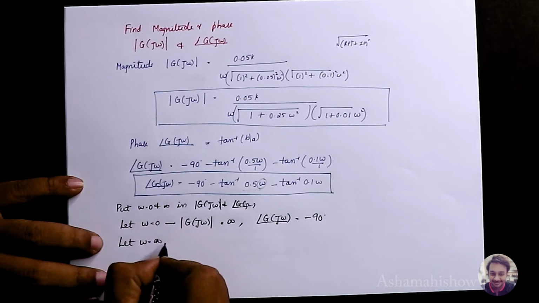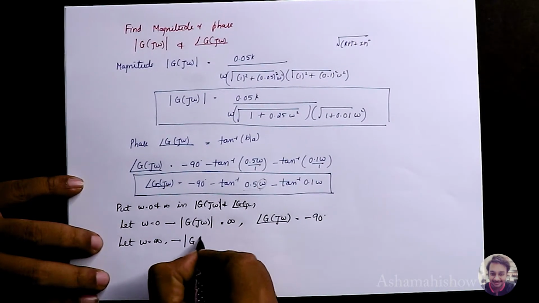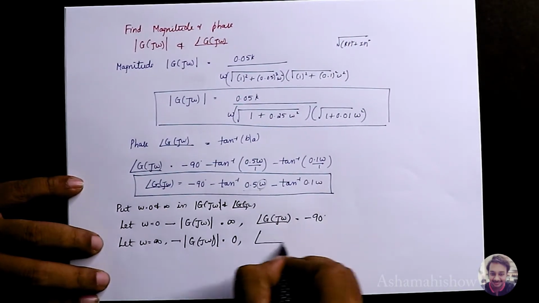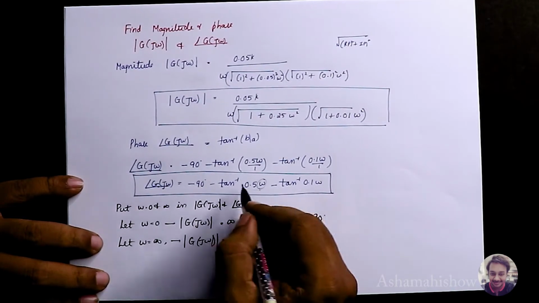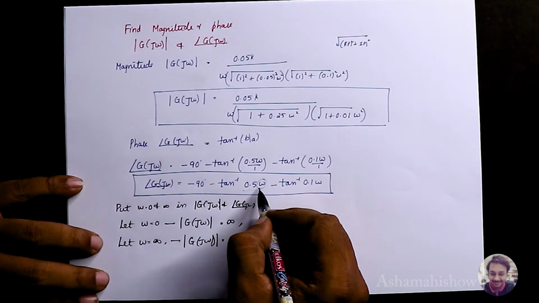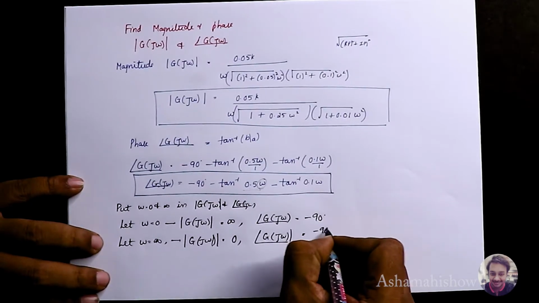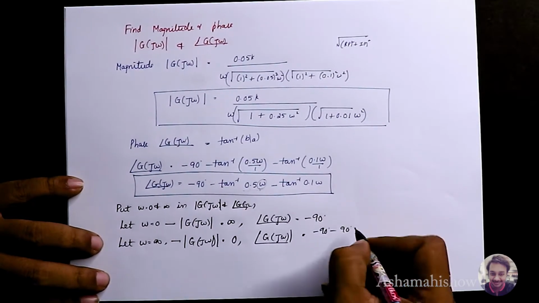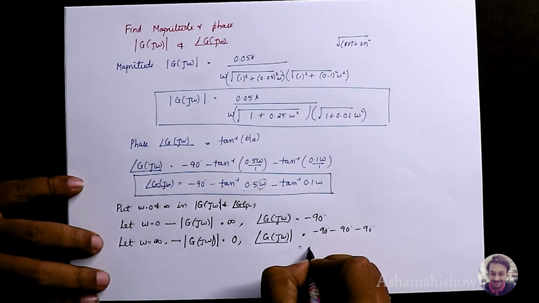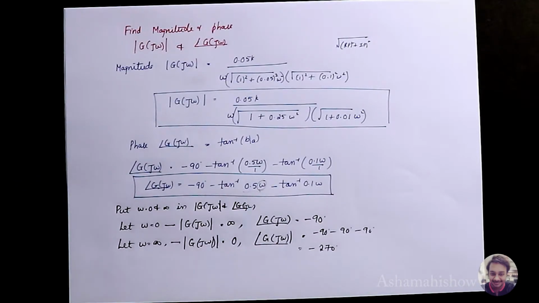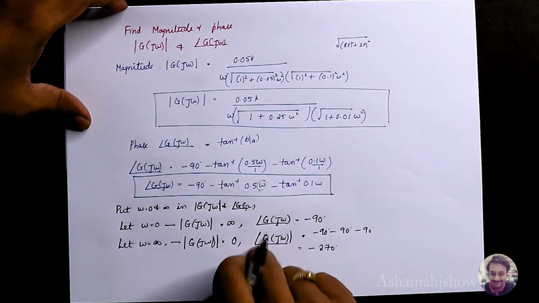Doing a very big problem on video. So if we put infinity here, this will be 0 in magnitude. And your phase will be, as I told before, tan inverse 0.5 infinity is pi by 2, and tan inverse infinity is pi by 2. So this minus 90, minus pi by 2, minus pi by 2, so the total is minus 270. These are the really important things: you must know what happens if you place omega as 0 and omega as infinity. Now, based on these values, we will draw a diagram.